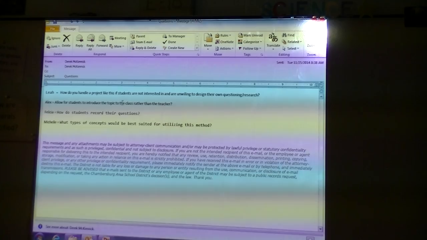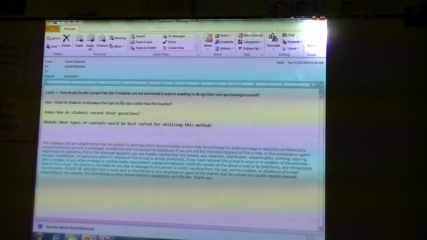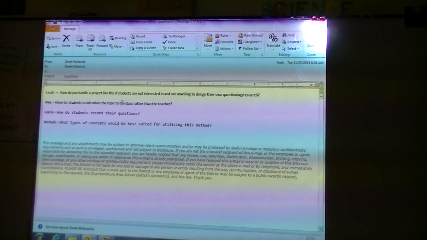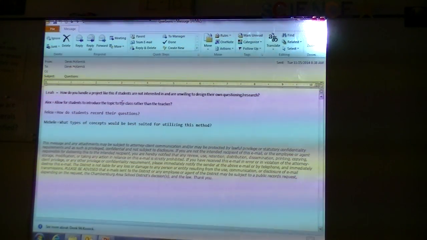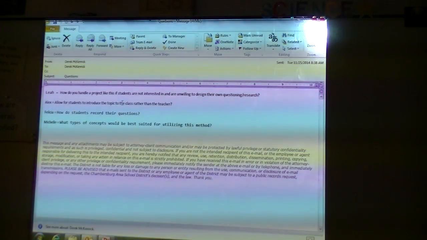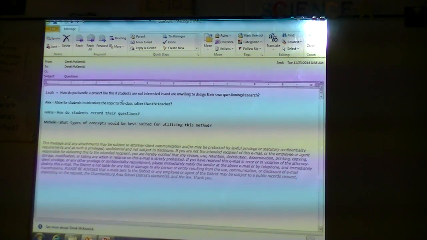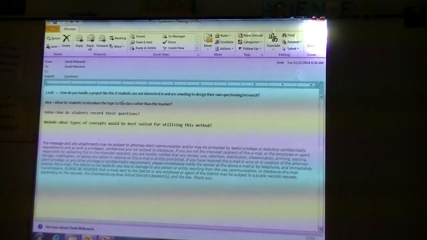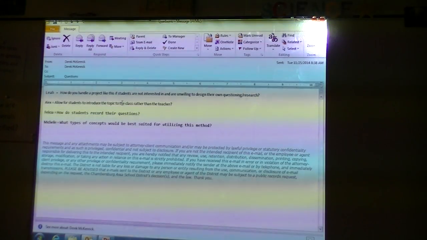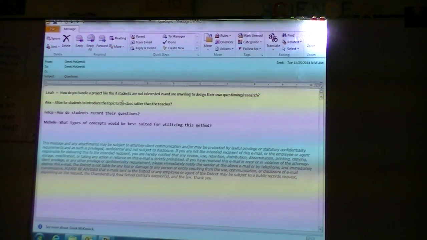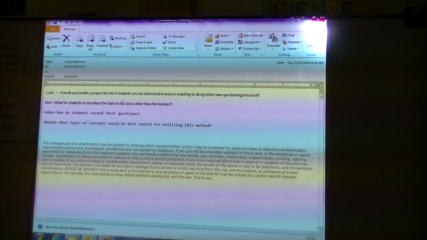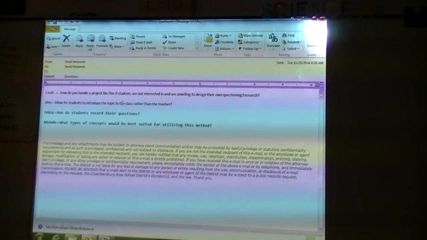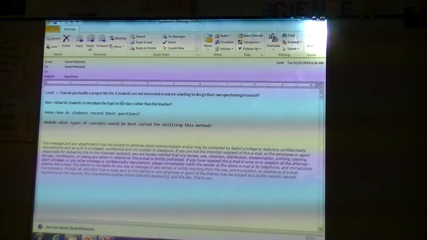And then Michelle asks, what types of concepts would be best suited for utilizing this method? I think any concepts will work. Speaking in terms of science, our chapters are very focused. So, this last chapter we were learning about earthquakes. The chapter before that we were learning about plate tectonics. We're doing volcanoes this chapter. Next chapter we're talking about environmental impacts. So our units are very focused, and I think that helps students to get an overall view of the unit.